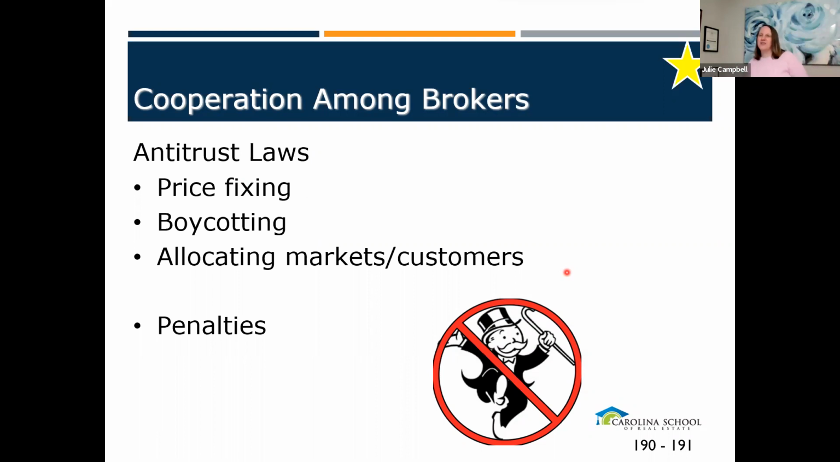The other antitrust law we have is something called group boycotting. Group boycotting is when two or more people or two or more businesses get together for the purposes of driving somebody else out of the business, conspiring together to work somebody else out.